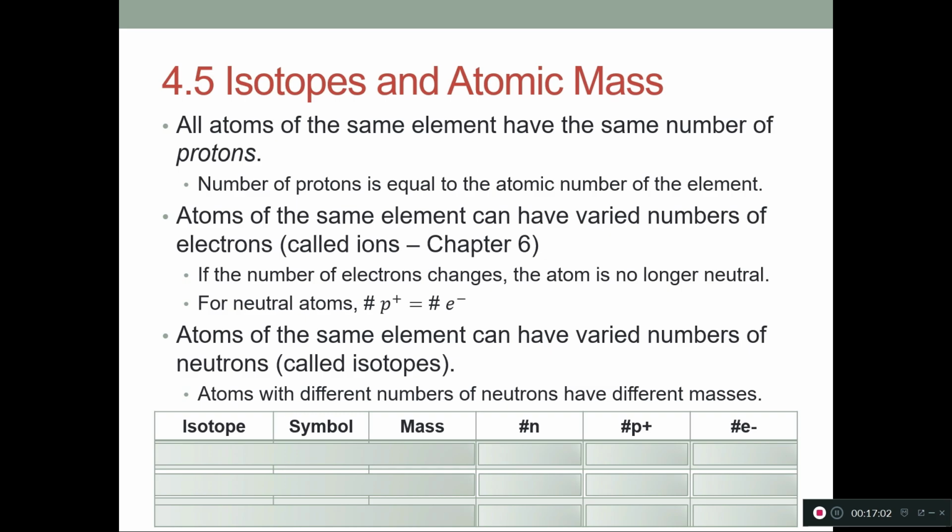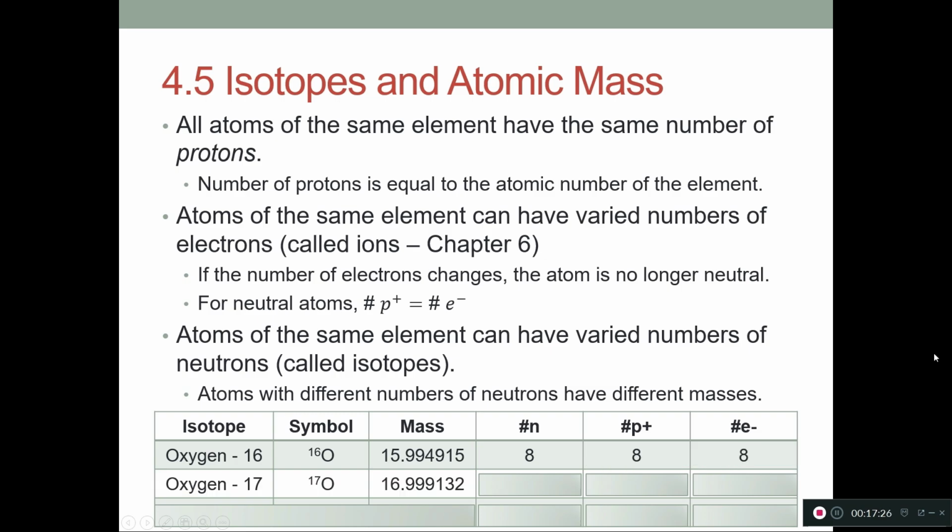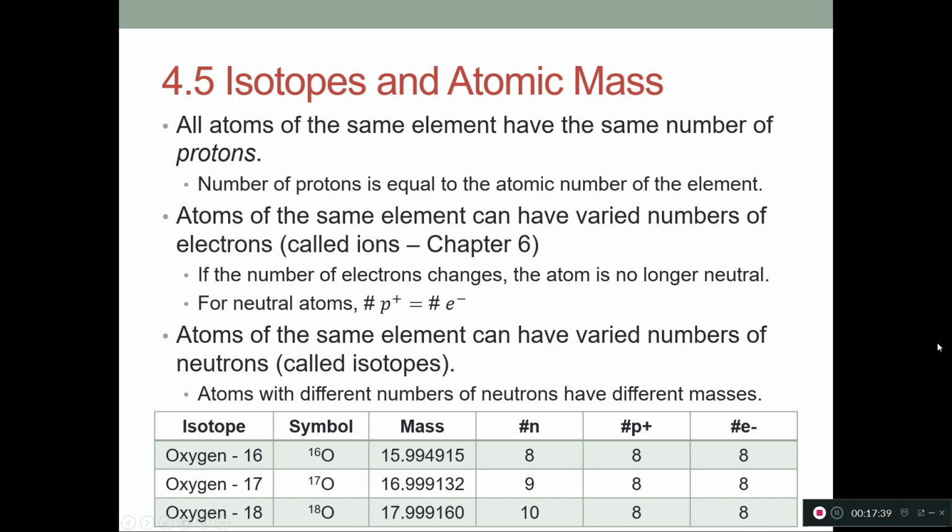But atoms of the same element can also have varied numbers of neutrons, and these are called isotopes. Atoms with different numbers of neutrons have different masses. So for instance, if we have oxygen 16, this has a mass of 15.994915, and so that has 8 neutrons, 8 protons, 8 electrons. But then we can also have oxygen 17, which has another neutron, so it has 9 neutrons, 8 protons, 8 electrons. But then we can also have oxygen 18, which has 10 neutrons, 8 protons, 8 electrons.